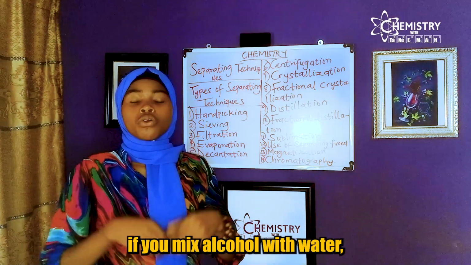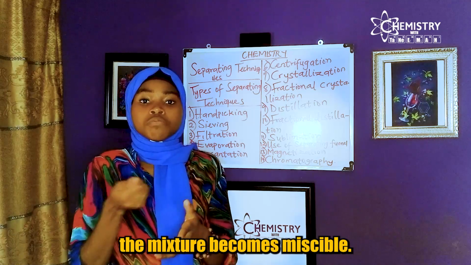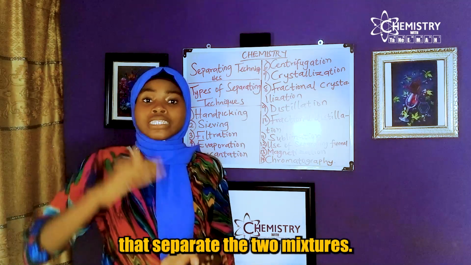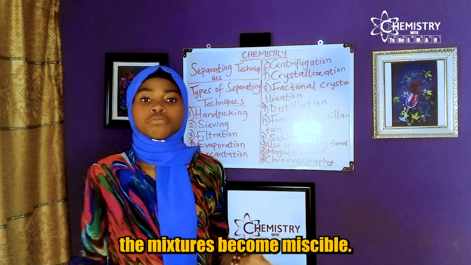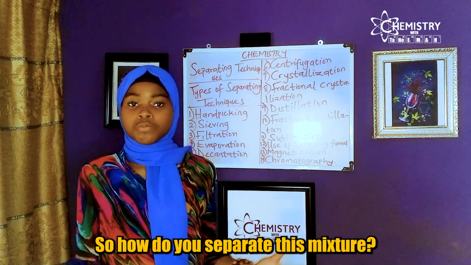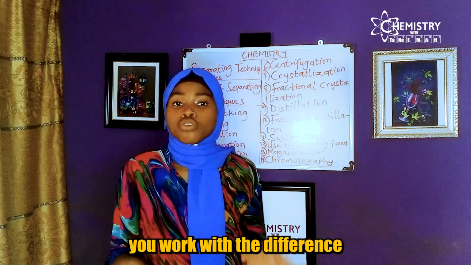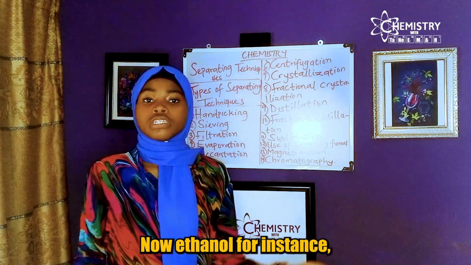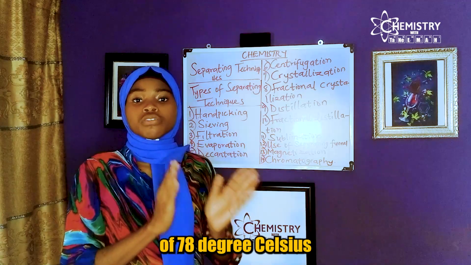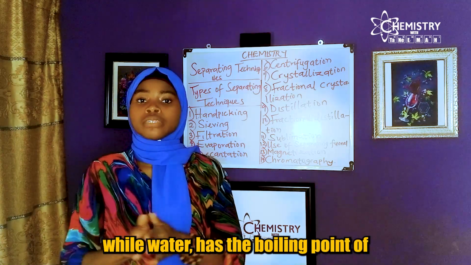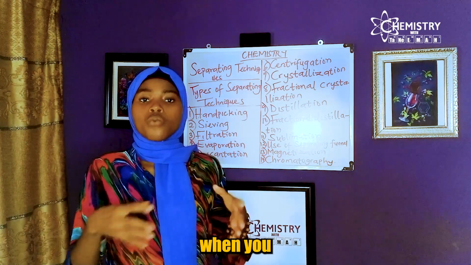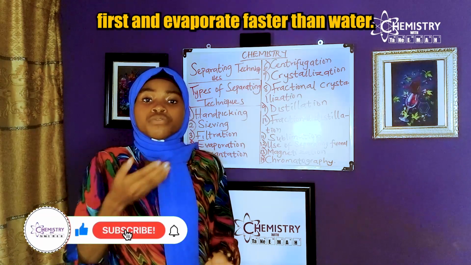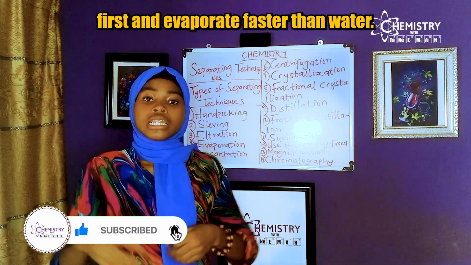If you mix alcohol with water, the mixture becomes miscible. Like you don't see any difference or any lines that separate the two liquids. So how do you separate this mixture? Using fractional distillation, we work with the difference in the boiling point. Now, ethanol, for instance, has a boiling point of 78 degrees Celsius, while water has a boiling point of 100 degrees Celsius. When you heat the mixture of ethanol and water, ethanol boils first and evaporates faster than water.